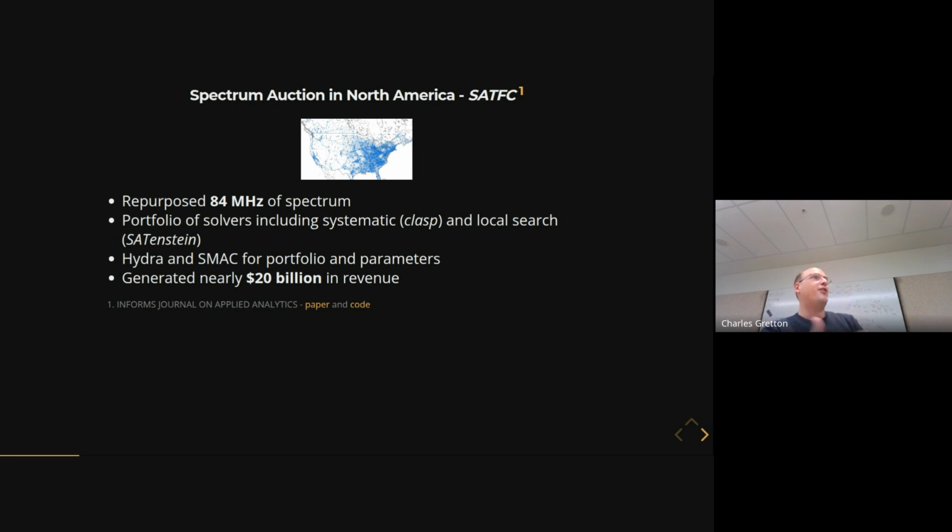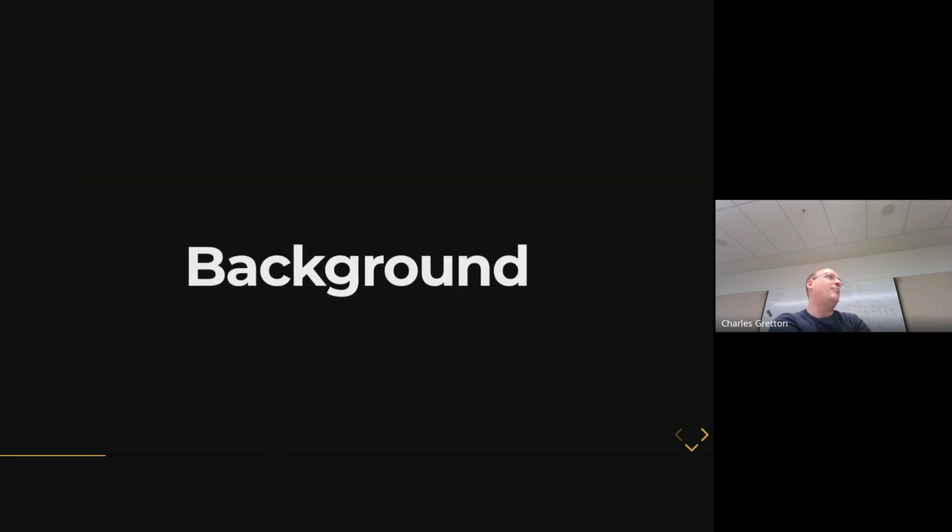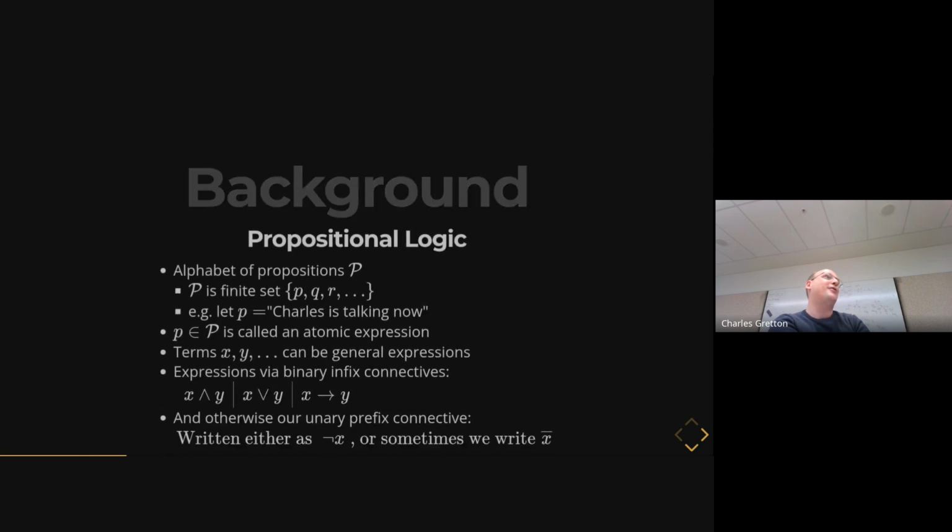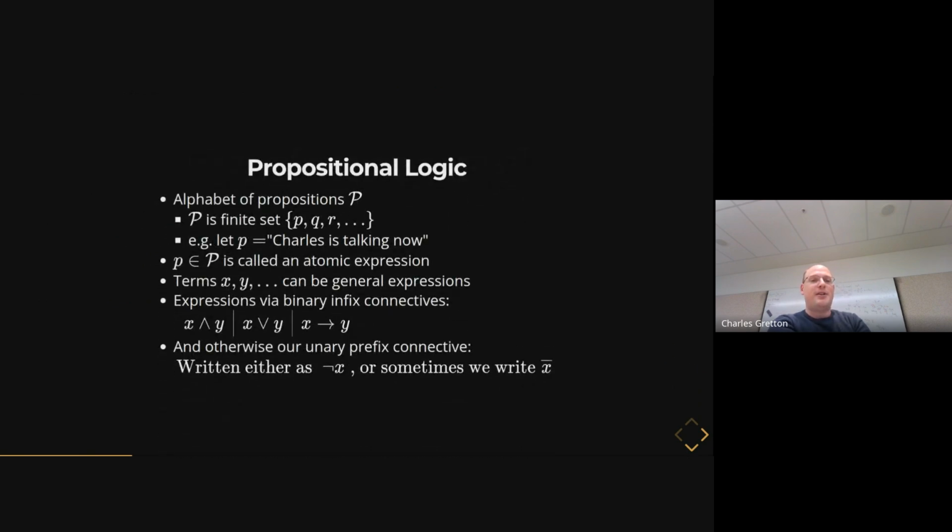So now that I've motivated it, hopefully got people a little bit excited about it, I'll actually define it. And so let's just see what a satisfiability problem actually is. So you've got propositions. These are Boolean variables that can be true and false. So the fact that I'm talking now is a proposition.